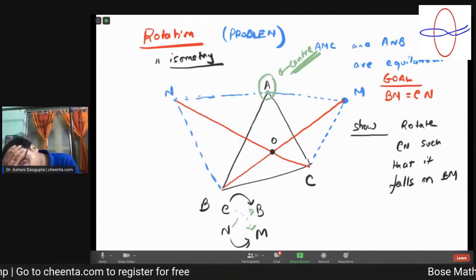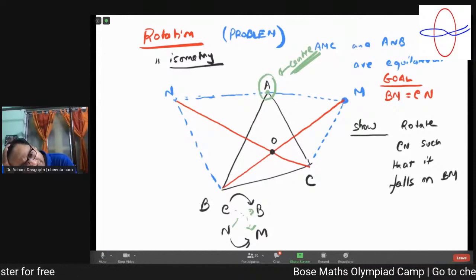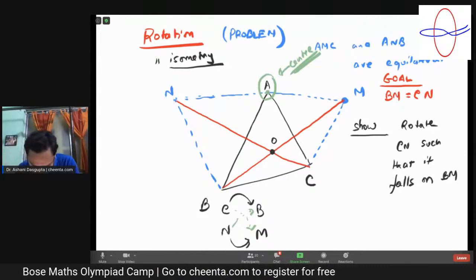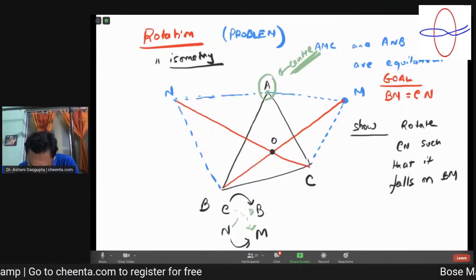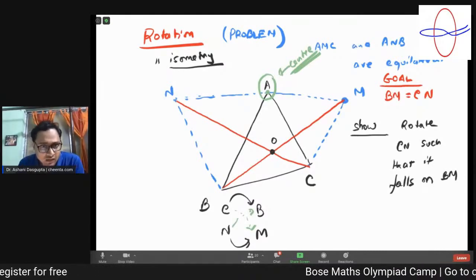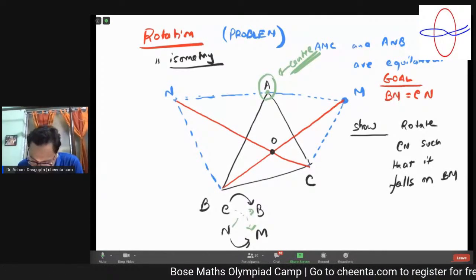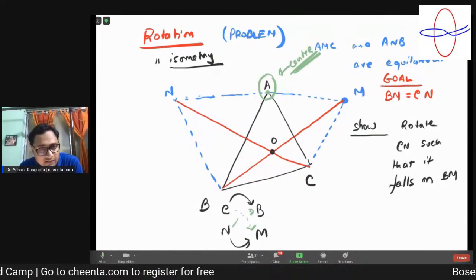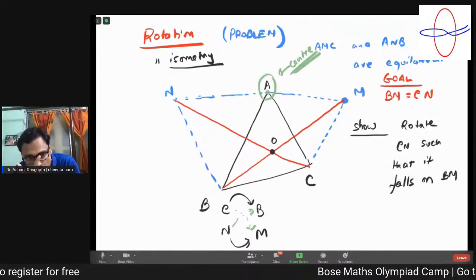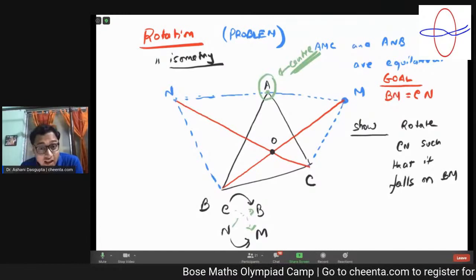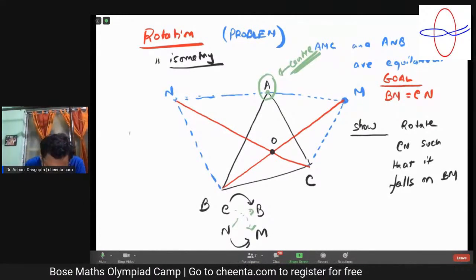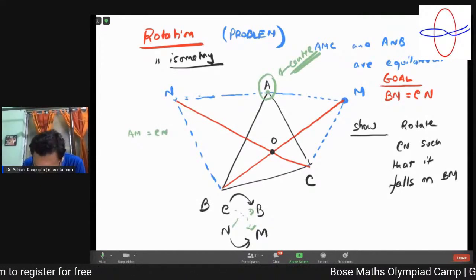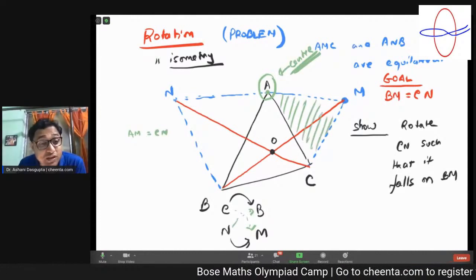Go ahead. Sir, what you're saying is absolutely correct. A is the center of rotation. So, sir, ABM will coincide with CMN. In these two triangles, we can see that AM is equal to CM, right? Because it is an equilateral triangle. Excellent. So AM is equal to CN because this triangle right here is equilateral.